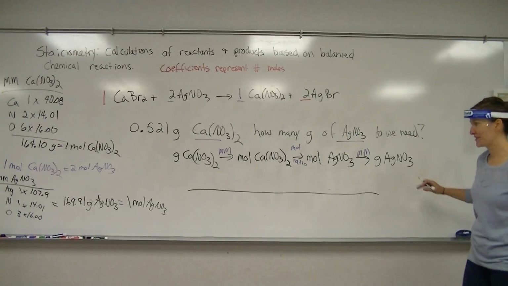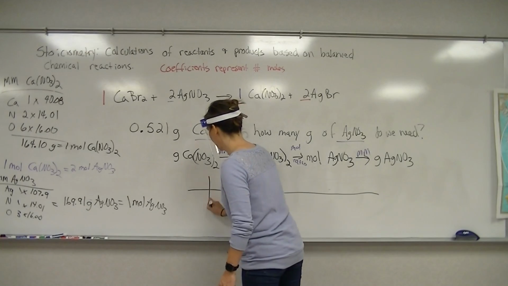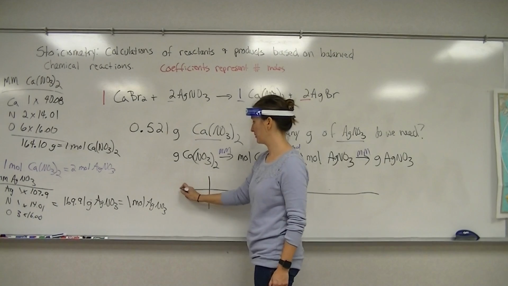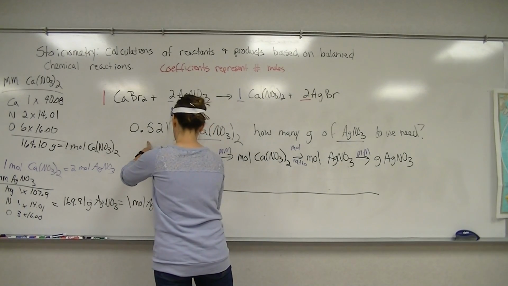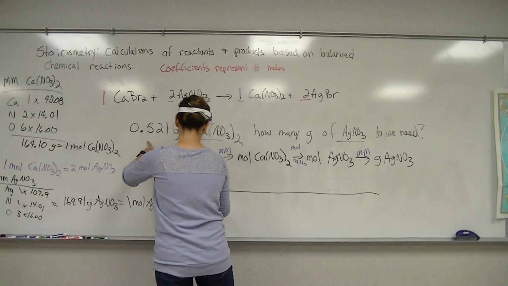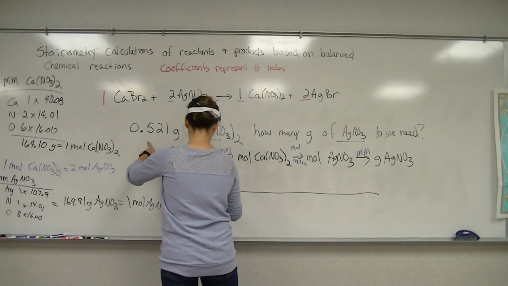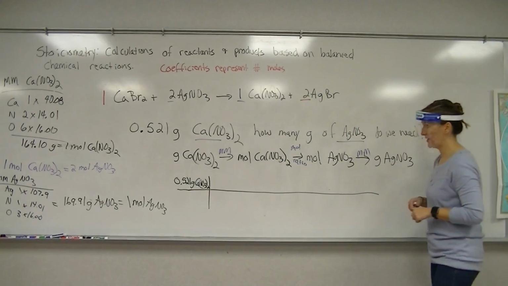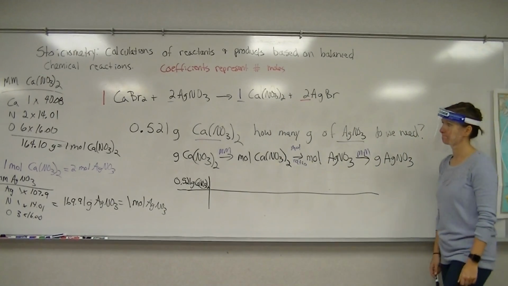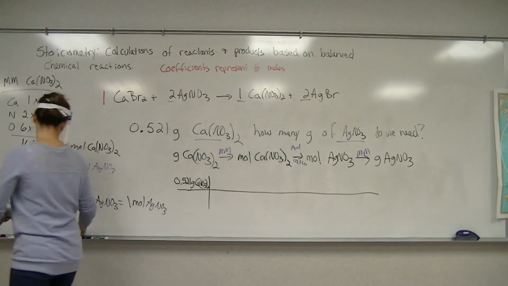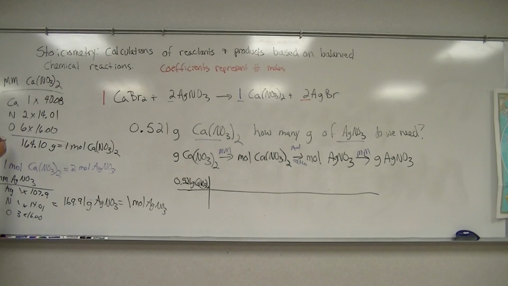Now let's see if we have enough room to actually use them all. What are we starting our railroad tracks with? 0.521 grams calcium nitrate. All right, what are we using first? We have 1, 2, 3 different conversion factors here. First, top one.